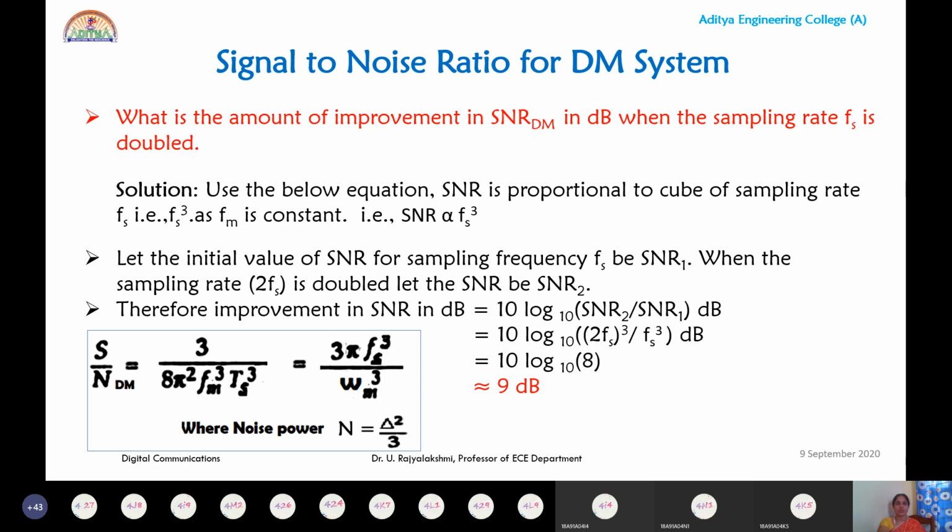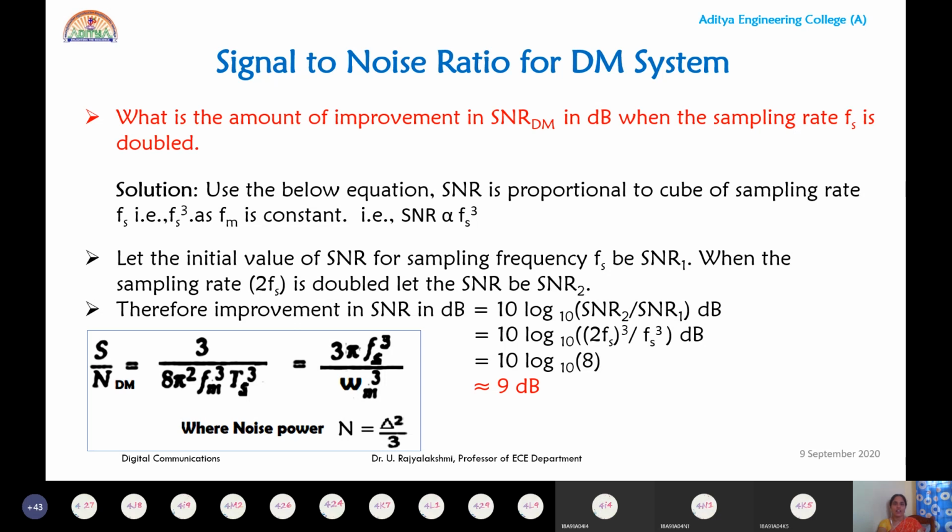Now I want to give you one problem. What is the improvement in SNR of DM when sampling rate Fs is doubled? We can solve this problem using this equation. Already we know SNR for DM is 3 pi Fs cube by omega m cube. This is one question given in GATE, in olden days. When Fs is doubled, please observe the equation. SNR is proportional to Fs cube because 3 pi is a constant, and omega m is also a constant because the maximum frequency of the message signal is always constant.